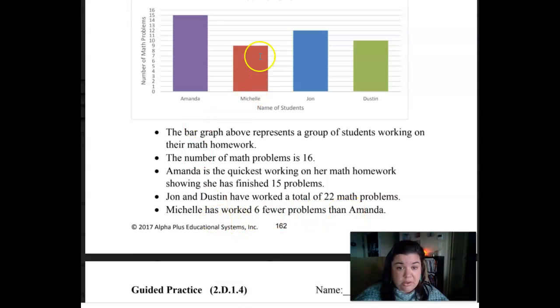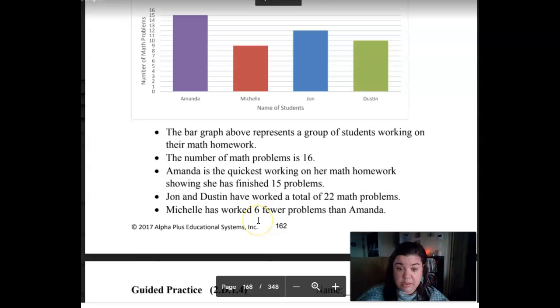And then Michelle right here, she's worked 6 fewer problems than Amanda. So how we figure that one out, when it says 6 fewer, it's a subtraction problem. So we take the biggest number, which is 15, and then Michelle's number, let's look, is 9. So we do 15 minus 9, and that's how we get our answer.